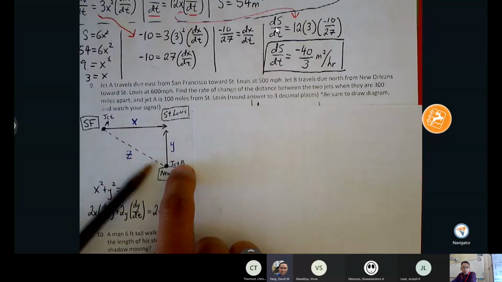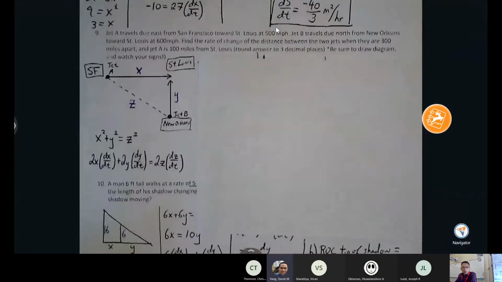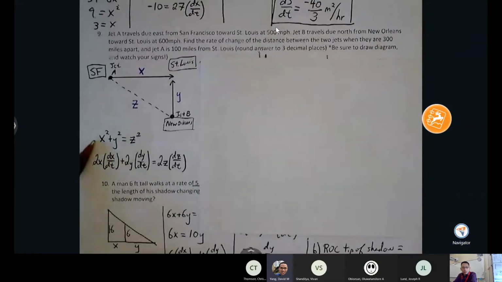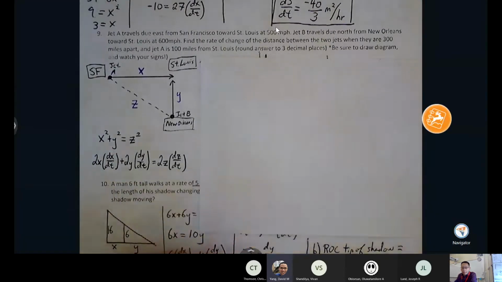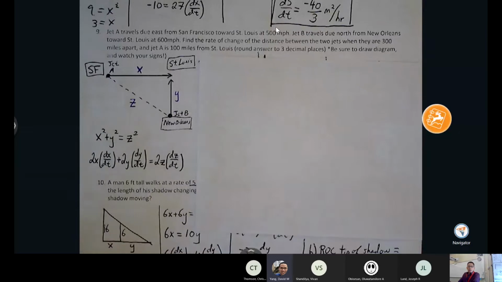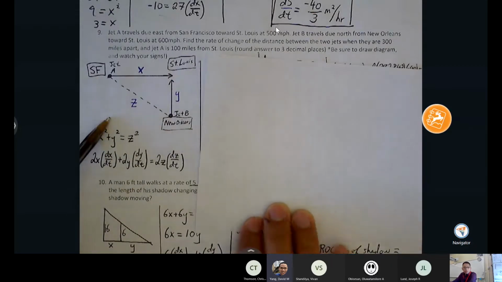Find the rate of change of distance between the two jets. We're looking for dz/dt. We know it's a Pythagorean theorem problem, so we're setting up our equations that way. Pythagorean theorem, derivative with respect to time. So we have to list out all the variables, and we have to start assigning values to these variables.